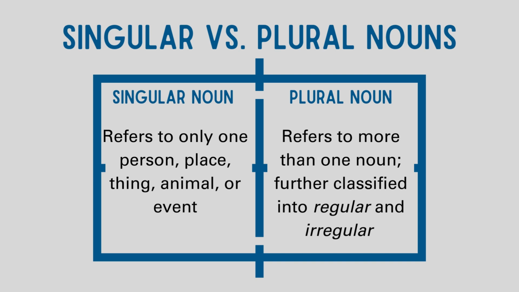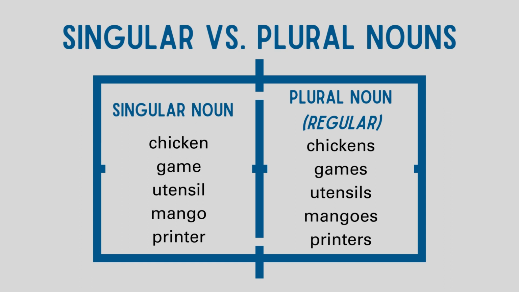To understand this better, let's go to the examples. On the left side of the table, you have the singular form of the nouns. On the right side, you have the plural form. So chicken becomes chickens, utensil becomes utensils, and printer becomes printers. Since we only added s, the nouns on the right are regular plural nouns.